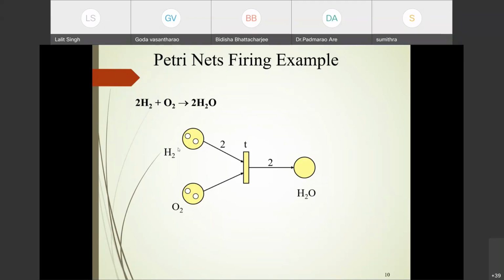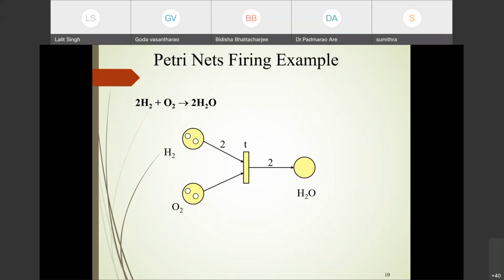Okay. Now, the distribution of the tokens represents the state of the system. So here, the distribution of the tokens in this figure is 2, 2, 0, because 2 tokens are in hydrogen place, 2 tokens are in oxygen place, and 0 tokens are in water place. And this represents the initial state of the system. If you see the chemical equation, it represents the left side of this equation, that is 2H2 plus O2.